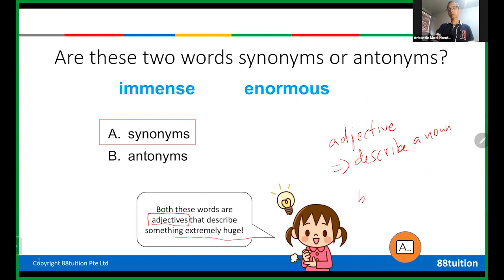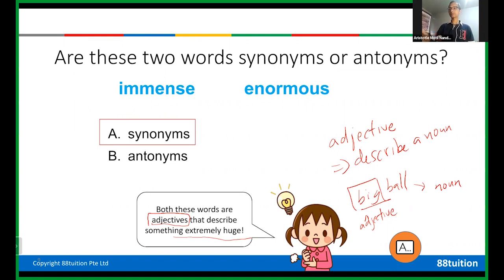So, for example, a big ball. This is an adjective, big. And ball is a thing, so it's a noun. Okay, so another example would be a naughty boy. Naughty is an adjective. So immense is an adjective. Enormous is also an adjective. It describes something, so enormous house, immense sky, immense ocean, immense response. That means the response was huge. That means he has so much power and impact.